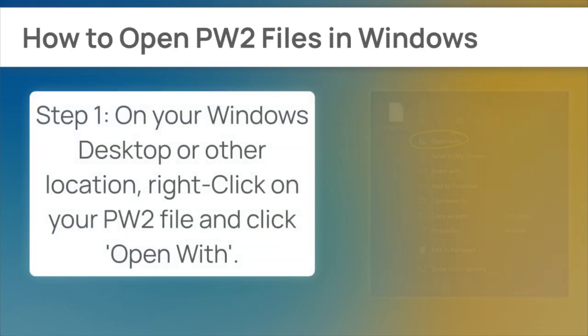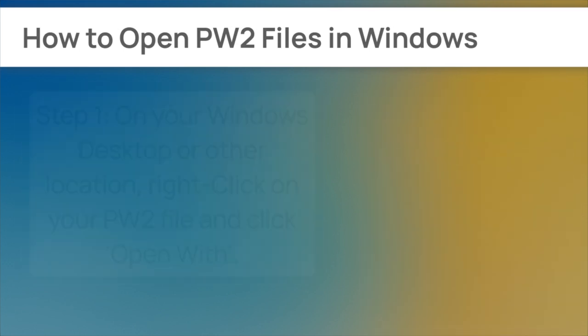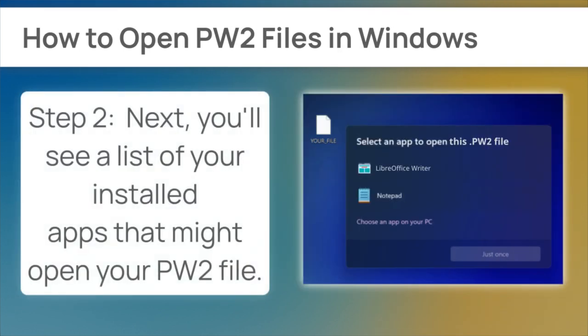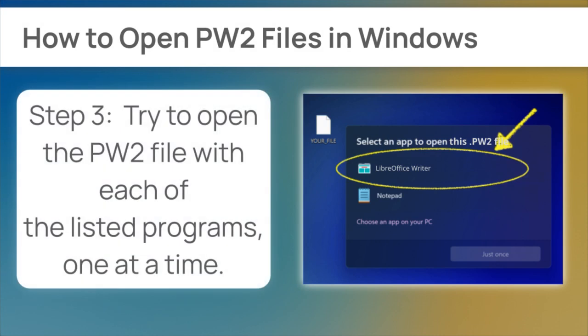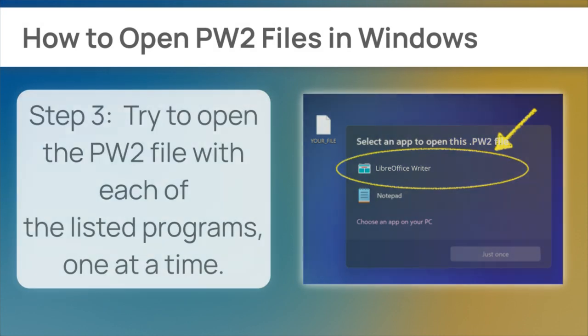Your first step in unlocking the file: right-click the PW2 file and select Open With. Prioritize LibreOffice Writer if you see it. If not, select another program. A systematic approach is best here.